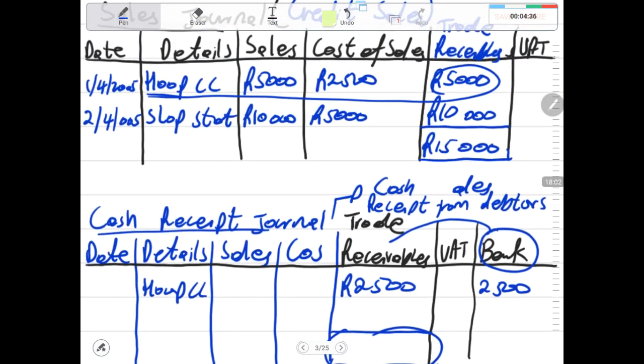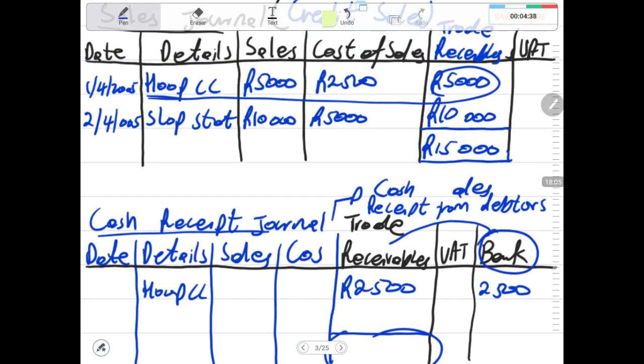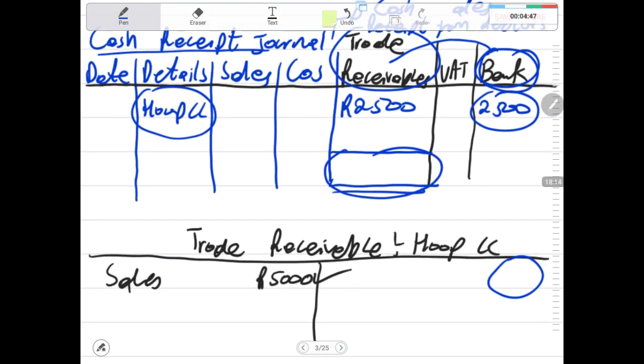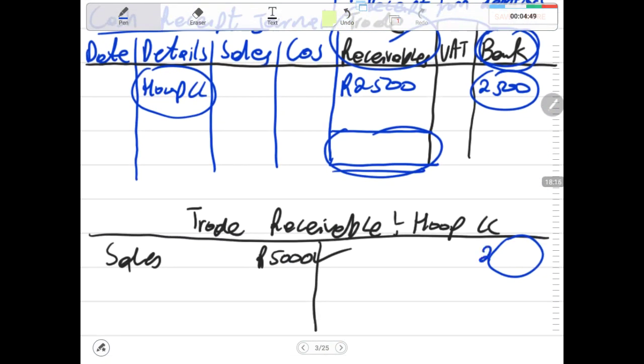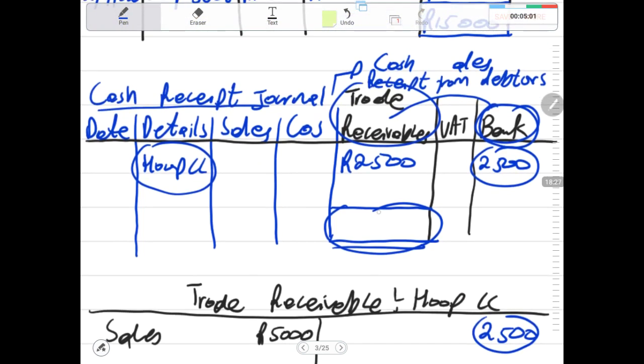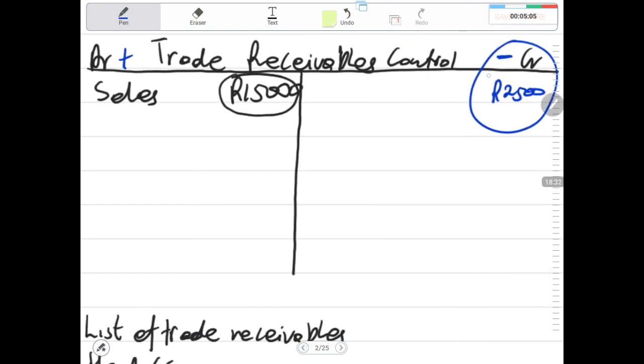That means now we are going to say, okay, we received money in the bank, 2.5 for what? For trade receivables. From who? From Hoop Close Corporation. That means in the ledger account for specifically Hoop Close Corporation, we need to say, thank you, Hoop Close Corporation, for paying your debt of 2.5. So we are reducing the account of Hoop Close Corporation, while at the end of the day, the total of all the payments must reduce the total of all the accounts receivables on the credit side.